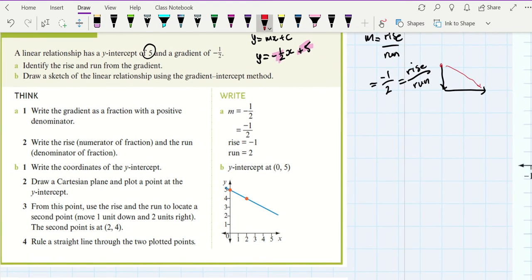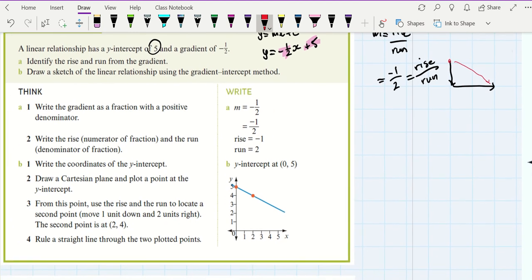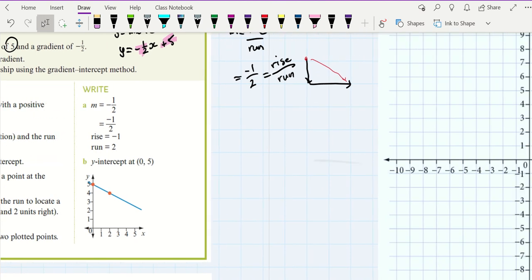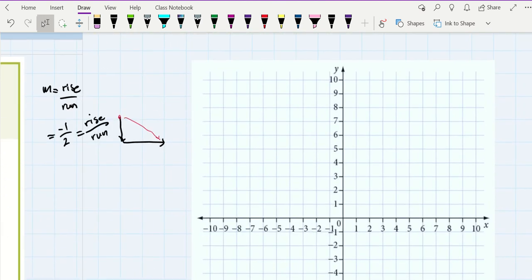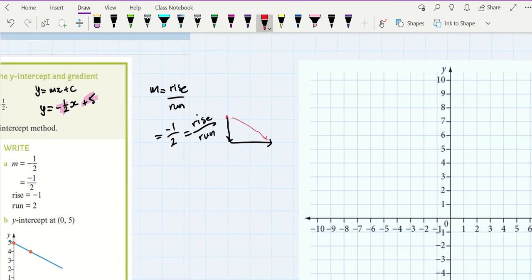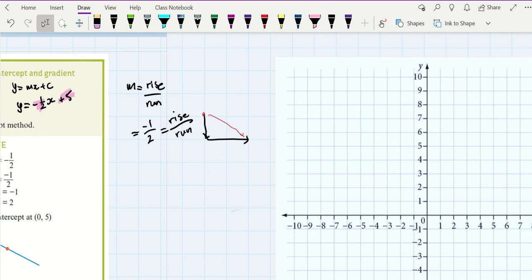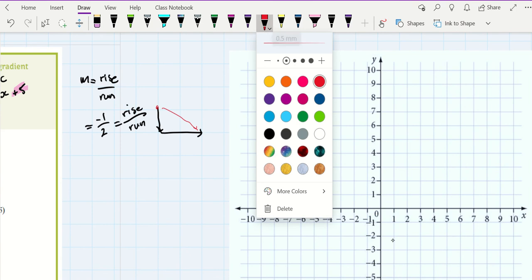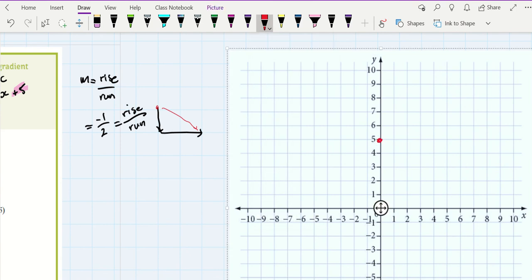Okay, what else do we want to do? Identify the rise and the run from the relationship. Then we actually want to draw a sketch of the linear relationship using the gradient intercept method. So over here, I'll have a look at my equation again. Y equals negative half x plus 5. So this plus 5 term is now the important one to think about. Plus 5 there. So this is our y-intercept.